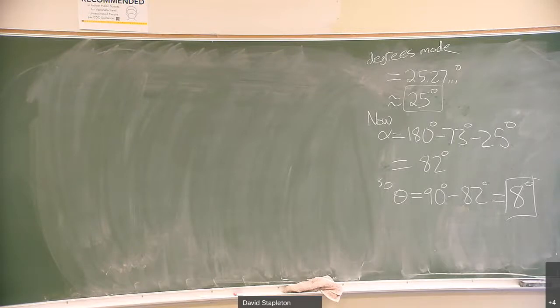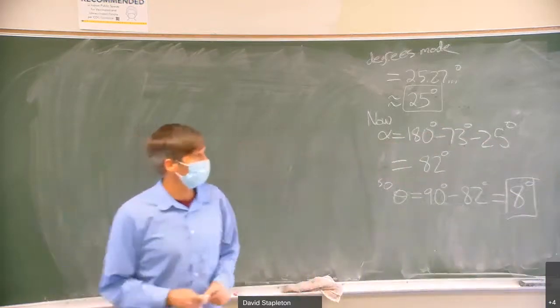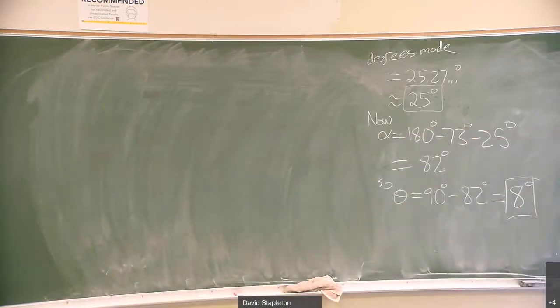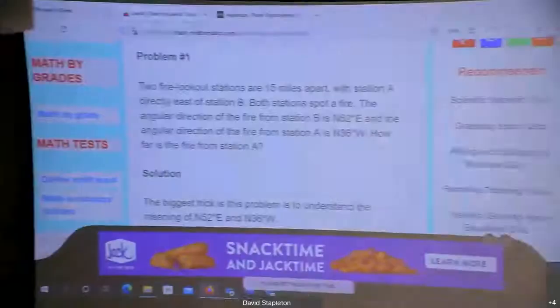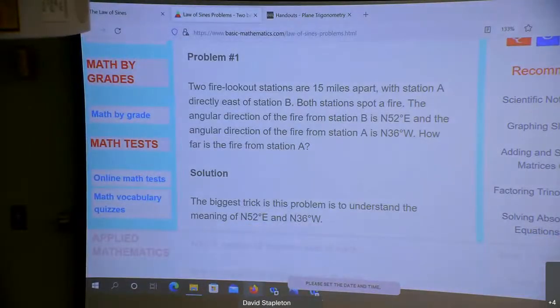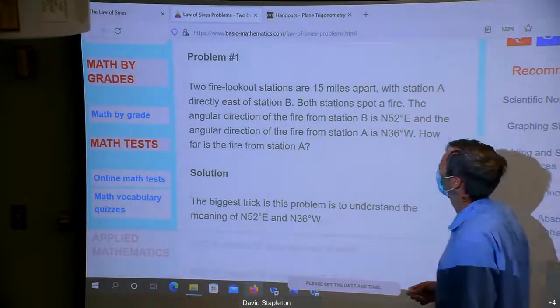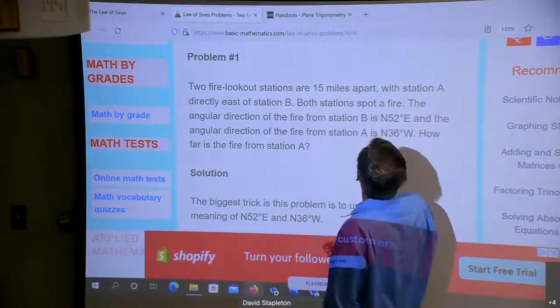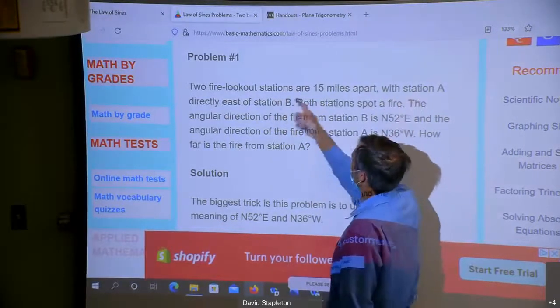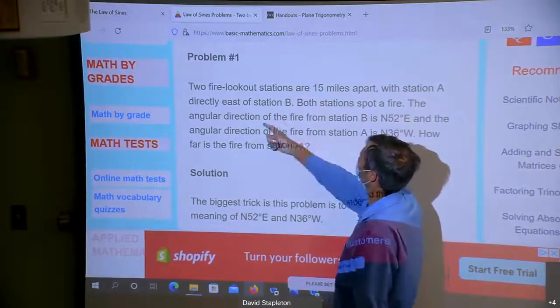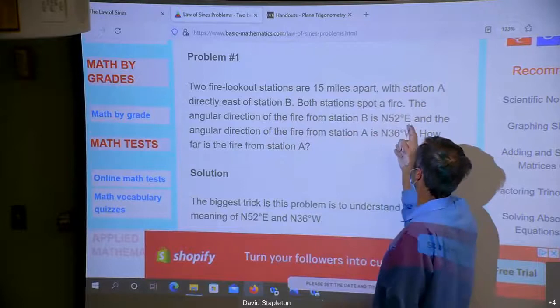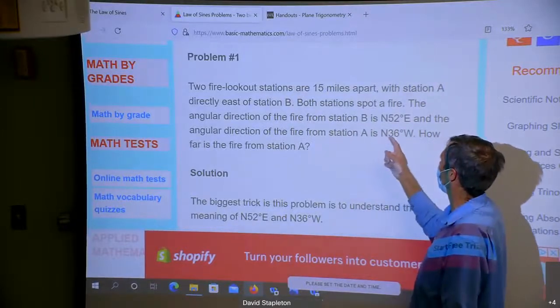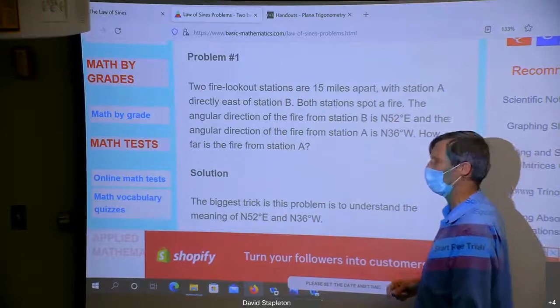Here's the problem. There it is, problem number 1. For those of you online, go to the Math is Fun website under Law of Sines problems, and you'll find: two fire lookout stations are 15 miles apart, with station A directly east of station B. Both stations spot a fire. The angular direction of the fire from station B is north 52 degrees east, and the angular direction of the fire from station A is north 36 degrees west. How far is the fire from station A?